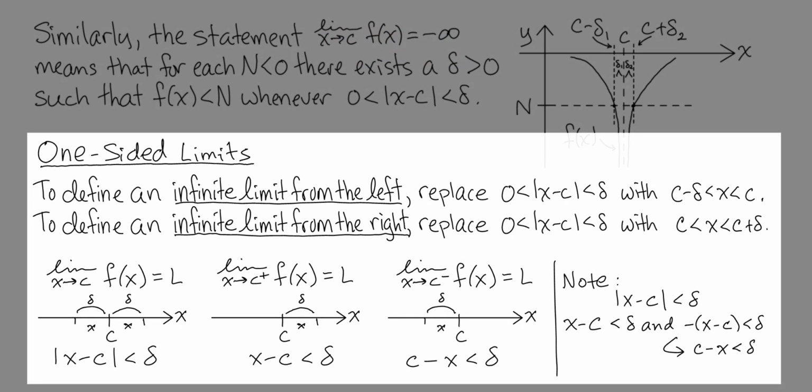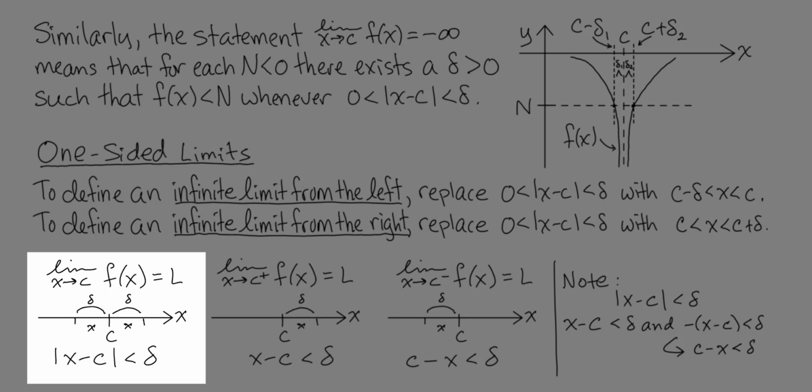We also want to consider one-sided limits. Let's say we want to consider the limit from the left. Then instead of saying absolute value of x minus c is less than delta, we can say that x is between c minus delta and c. If we want to define a limit from the right, we can replace the absolute value of x minus c is less than delta with x is between c and c plus delta. This is easier to understand if we look at a number line.